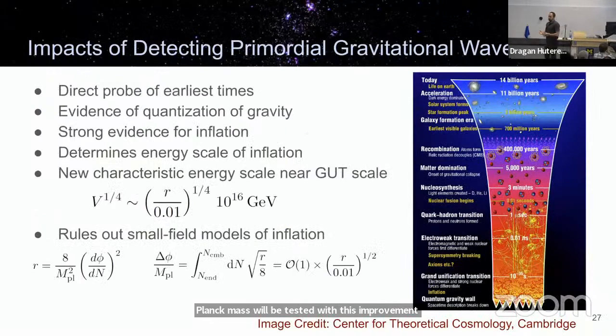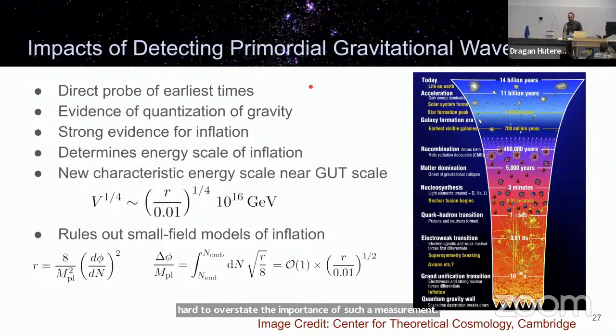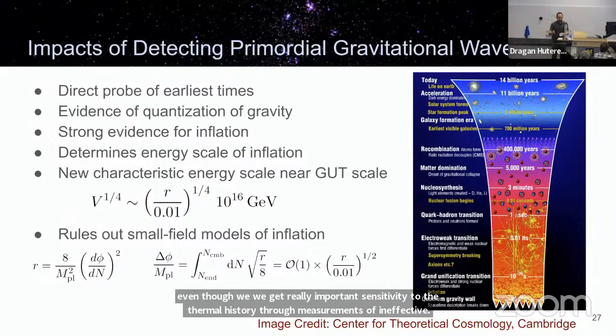If we are fortunate enough to make a measurement of the primordial gravitational waves, it's hard to overstate the importance of such a measurement. It would be a direct probe of the earliest possible times that we could conceive. What I mean by this is everything that I've discussed yesterday and today is more or less an indirect probe that comes from a period of 380,000 years after the onset of the hot Big Bang evolution. Even though we get really important sensitivity to the thermal history through measurements of N effective, those are being translated to us via the CMB.